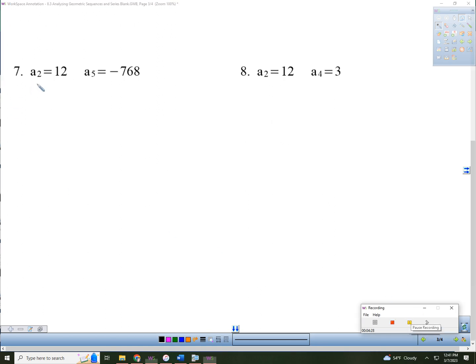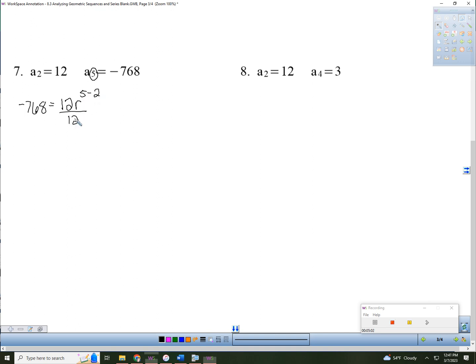So on number 7, I do not have the first term and I don't have the common ratio. So I'm going to use both of these to figure out the common ratio. As always, I'm going to put the bigger termed number out here. So negative 768 is equal to 12 times r, I don't know what that is, raised to the, this is the 5th term, this is the 2nd, so 5 minus 2.